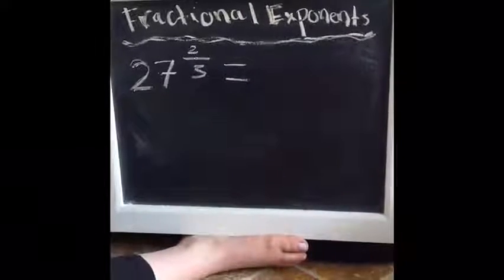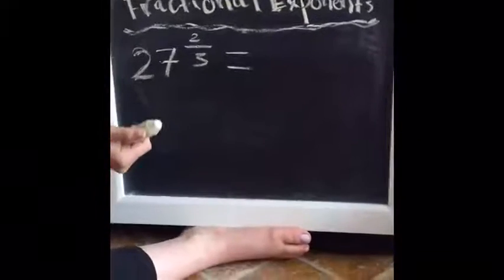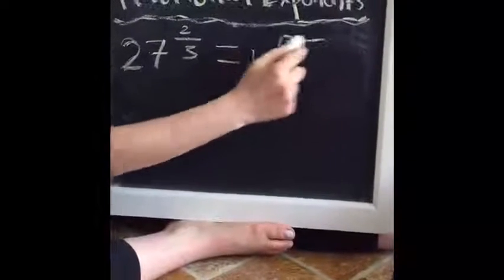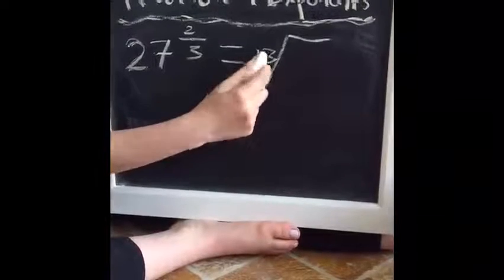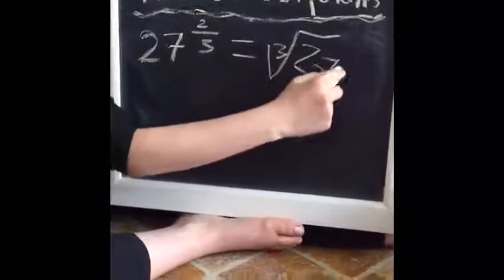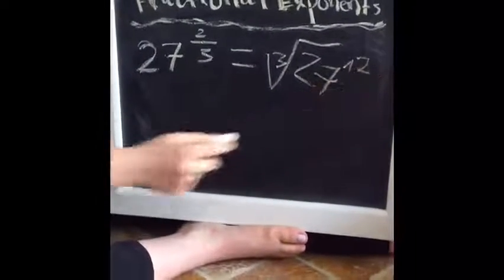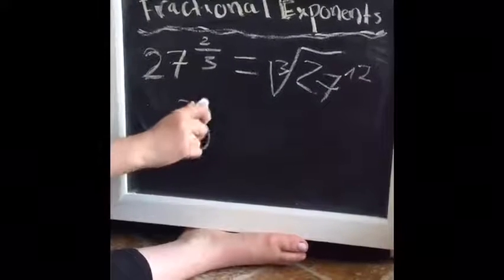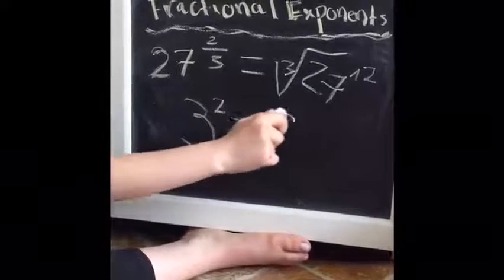And let's take another example. So 27 raised to the power of 2 over 3 would just be the cube root of 27 raised to the power of 2. And that would just equal 3 raised to the power of 2, which ultimately equals 9.